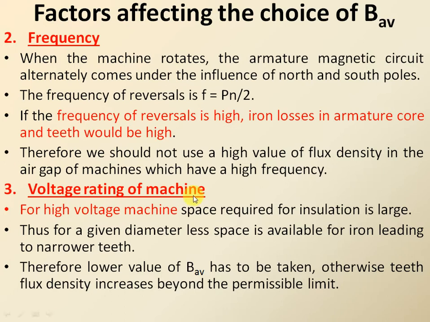Next factor which affects the value of B average, that is specific magnetic loading, is the voltage rating of the machine. In the case of high voltage rated machines, the amount of insulation provided to the conductors will be quite large. In order to accommodate these conductors with large insulation, the width of the slots will be made large. This will consequently result in narrower teeth. So we must make sure that for large voltage rated machines, the value of specific magnetic loading chosen must be a small one.